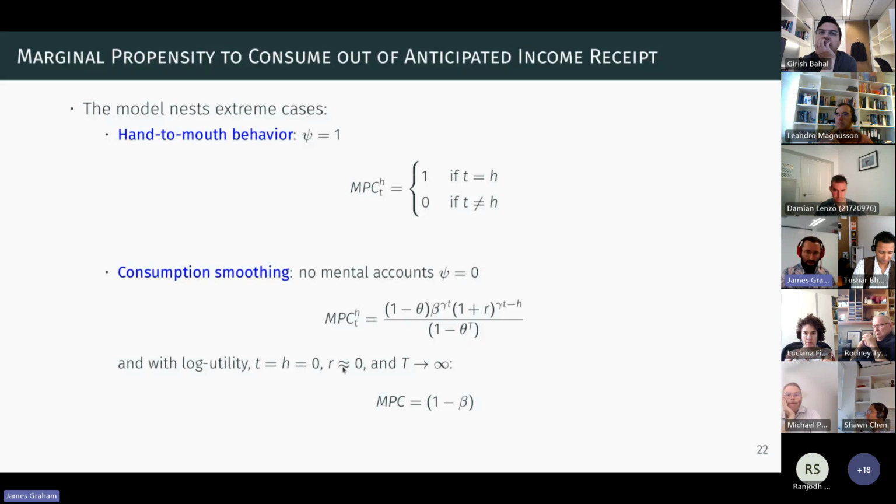So suppose you have log utility, get rid of the discounting and things like that. Then your MPC looks like the standard marginal propensity to consume as a function of the discount factor. Now imagine this is a monthly model. Discount factor beta is going to be something like 0.999 or 0.995. In that case, your MPC is very, very small in every period. And so here's your two extremes. Hand-to-mouth behavior on one end and very small smoothing consumption behavior on the other end.